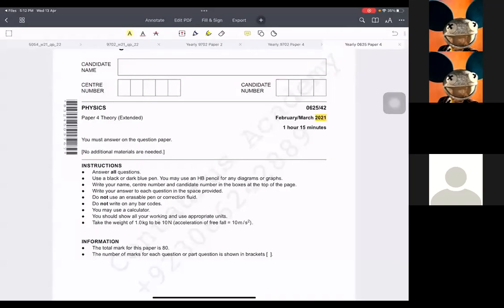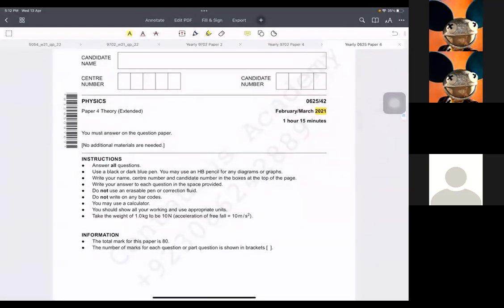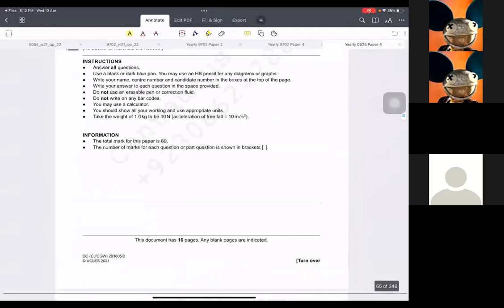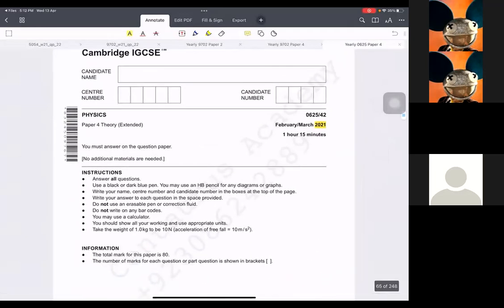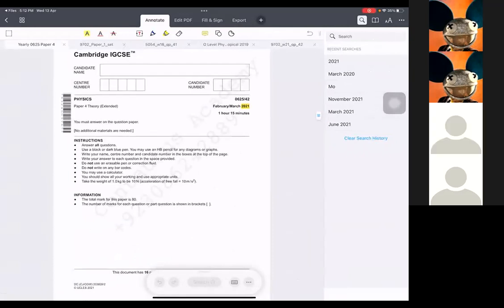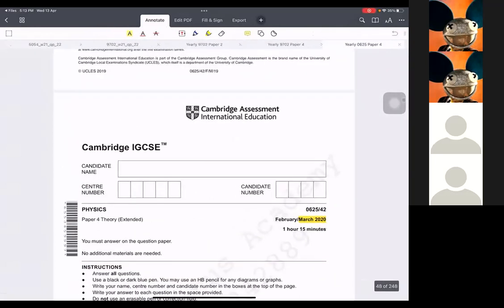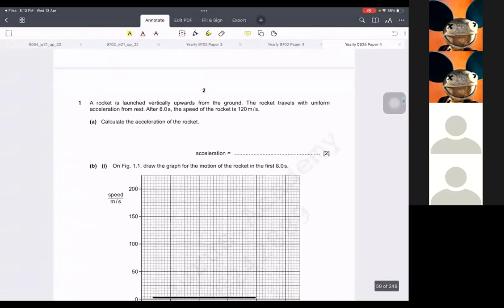All right. So today we are going to do 06. Okay, this one. 40. Oh, what? This is March 21. Okay, we want to do March 20. February, March 2020. Yes. You're right. My bad. March 20. Okay, so this is one.